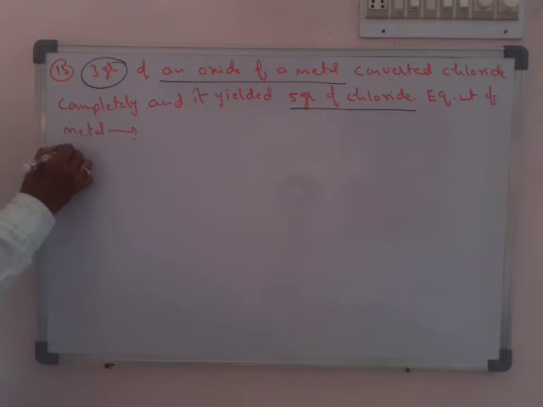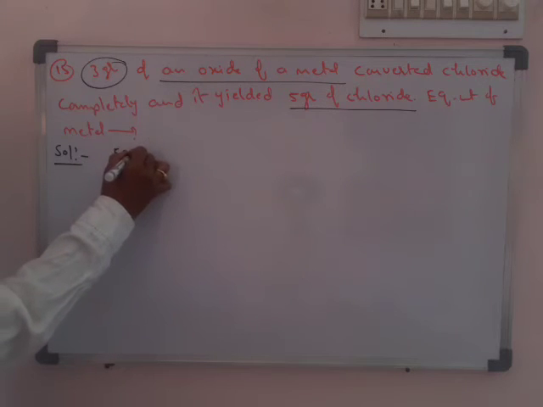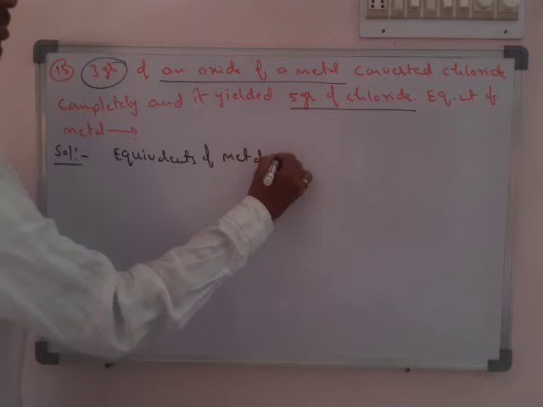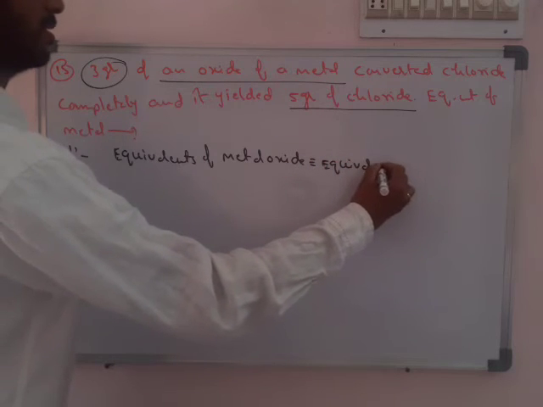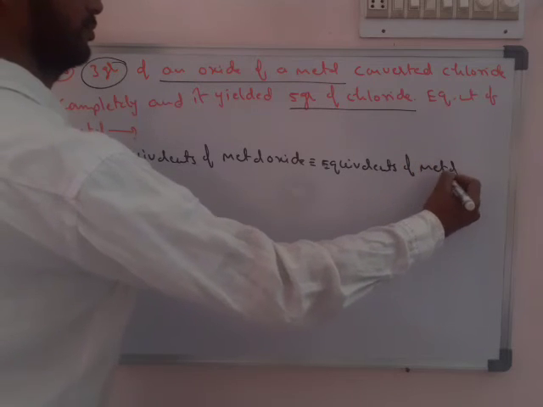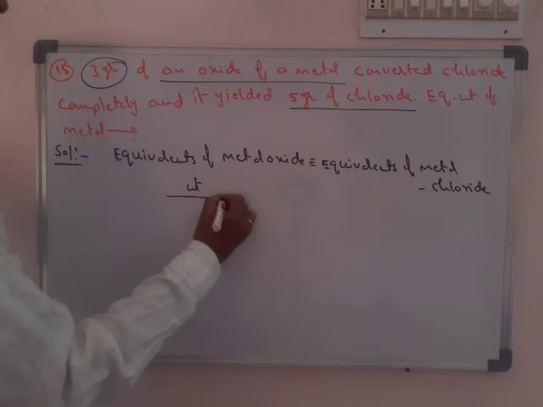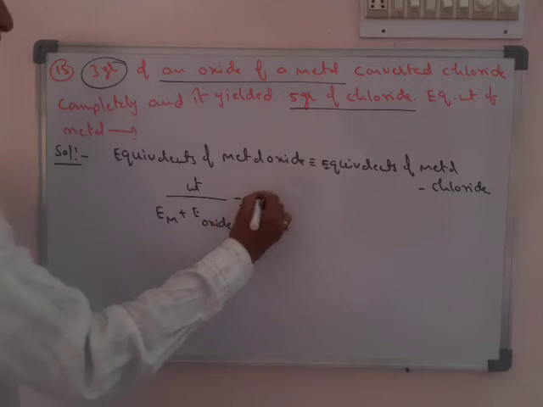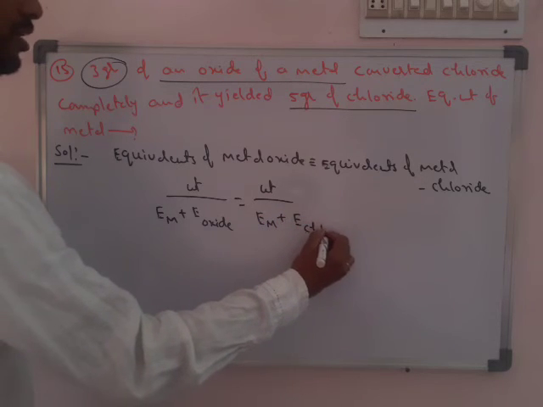So there is information only about metal oxide and metal chloride, so we can equalize the equivalence of metal oxide equal to the equivalence of metal chloride. So weight of metal oxide by equivalent weight of metal plus equivalent weight of oxygen, same weight of metal chloride by equivalent weight of metal plus equivalent weight of chlorine.